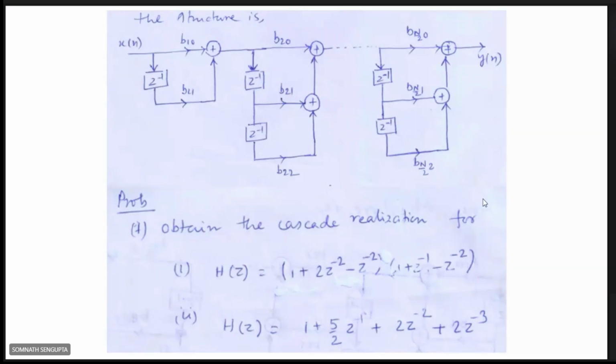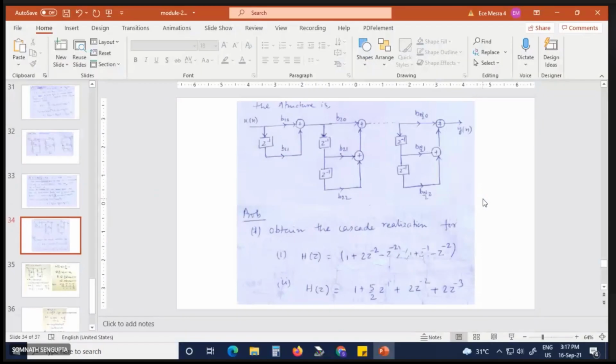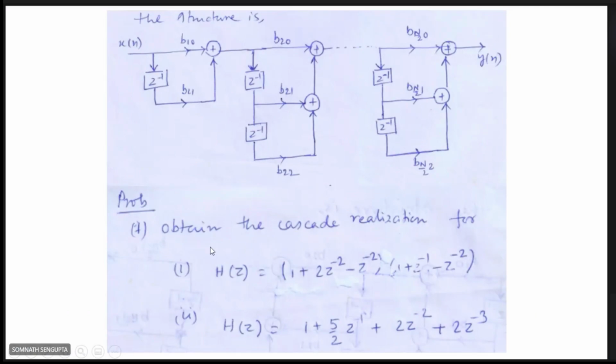Have you got the question? Yes, sir. So implement the first question, the first structure. H(z) is equal to (1 + 2z^-1 - z^-2) into (1 + z^-1 - z^-2).